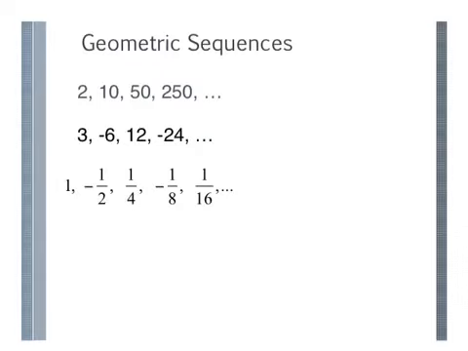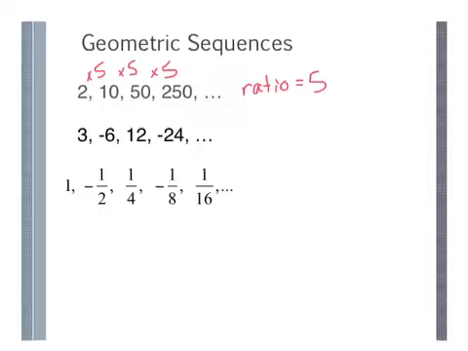Here we have some examples of geometric sequences. What about them makes them geometric? Well, hopefully you can see that to get from 2 to 10, you're multiplying by 5, from 10 to 50, multiplying by 5. So here you say you have a common ratio of 5.